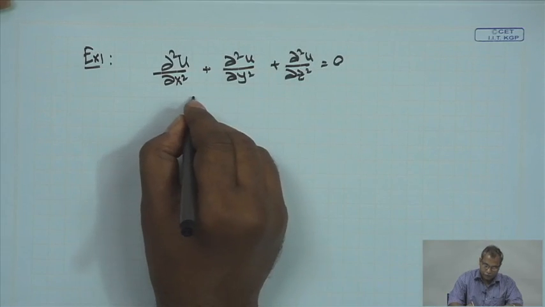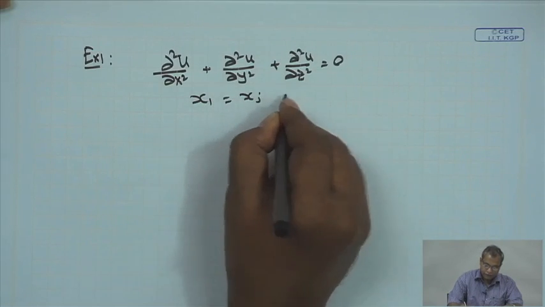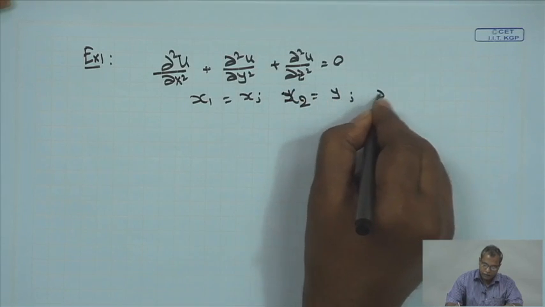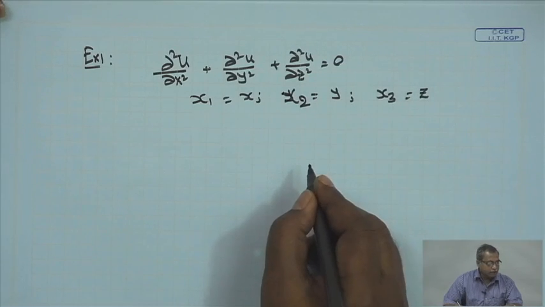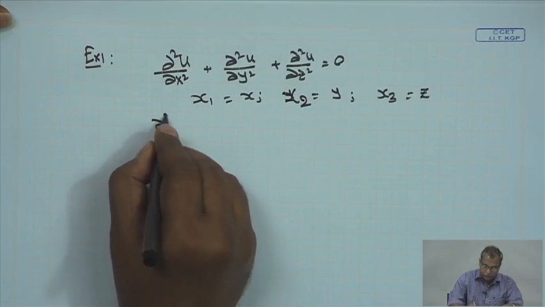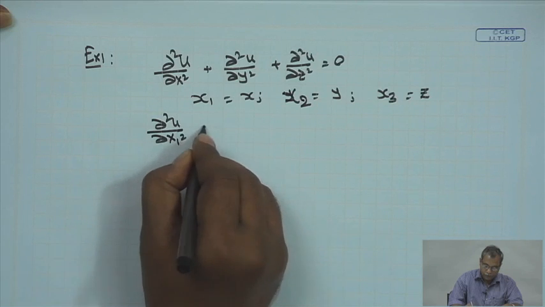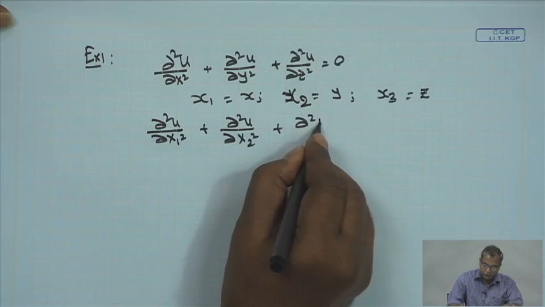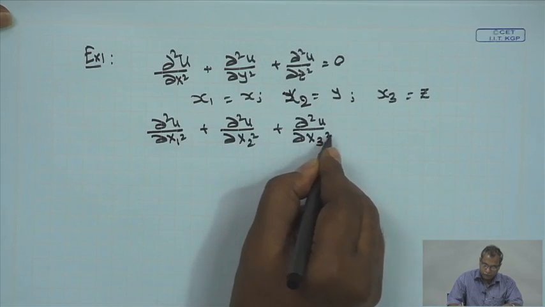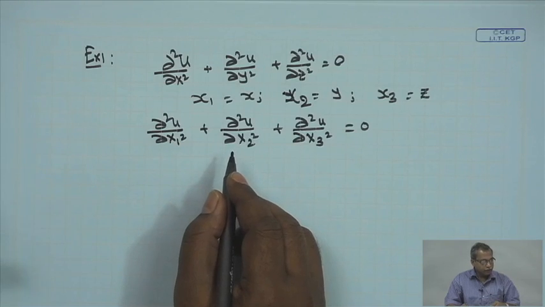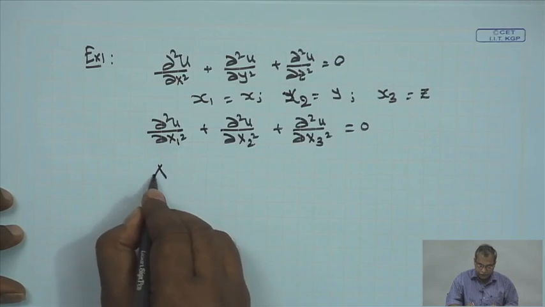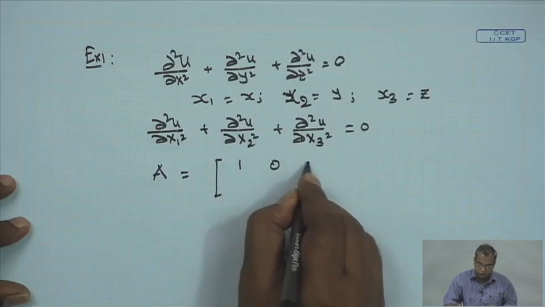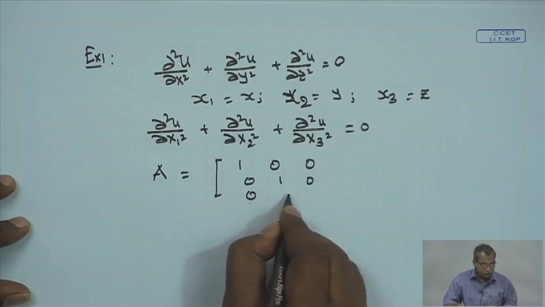So, in this problem, x1 is basically x, y1 is basically y, x2 is basically y, and x3 is basically z in the nomenclature that we have utilized earlier. So, it is basically ∂²u/∂x1² plus ∂²u/∂x2² plus ∂²u/∂x3² equal to 0. So, if you now get the coefficient matrix, the coefficient matrix will be 1 0 0, 0 1 0, 0 0 1.